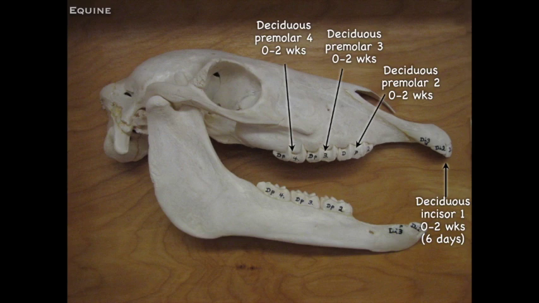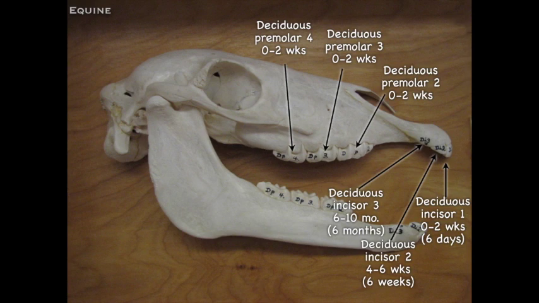When our second deciduous incisor erupts is 4 to 6 weeks. And so we're going to just round that to 6 weeks. See a trend here? And then here we see the eruption of the third incisor. This one generally erupts 6 to 10 months. And so we're going to just kind of round that to 6 months. Okay? So we have 6 days, 6 weeks, 6 months. This is a very easy way to remember the approximate times that these deciduous incisors are going to erupt.